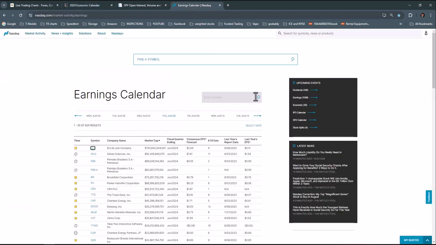All right, earnings calendar for today. What do we got? Eli Lilly's going to report before the market opens. They got $750 billion, okay? That's a pretty good sized company, all right? So good sized company there. It may move the markets a little bit.